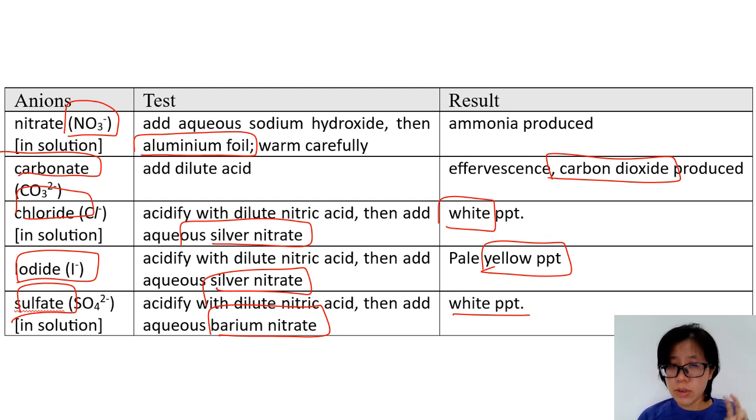So once you see barium, you know there is sulfate. Once you see carbon dioxide, you know there is carbonate. Once you see aluminium foil, you know there's nitrate. So these are certain keywords that you see, then you will be able to solve. All right, so let's continue.